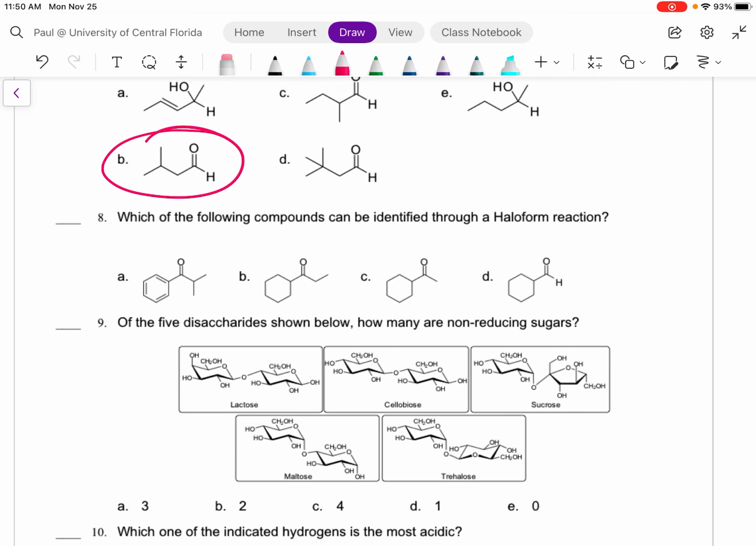Question 8. Which of the following compounds can be identified through the haloform reaction? That one, you have to find a methyl ketone. That's what the haloform reactions work with, are methyl ketones. And that right there is a methyl ketone. So answer choice C.